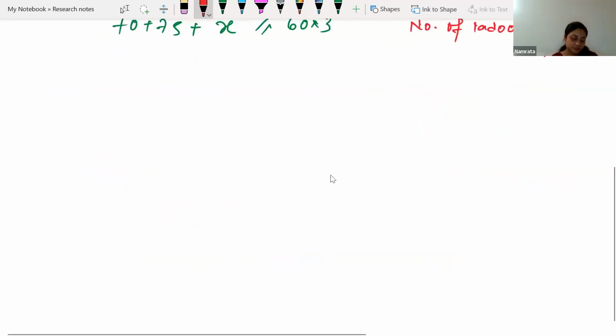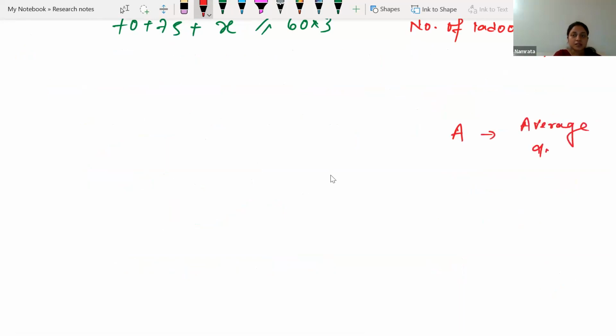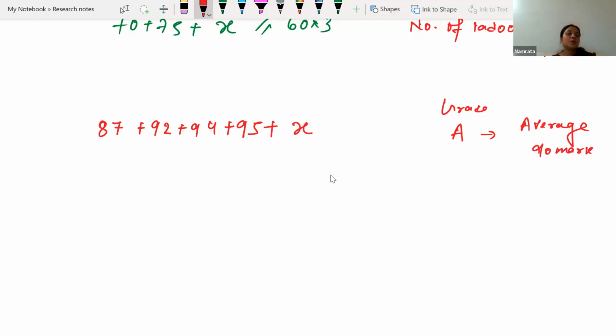So the next question says, to receive grade A in a course, one must obtain an average of 90 marks or more in 5 examinations. So average has to be either 90 or more. If Sunita's marks in the first 4 examinations are 87, 92, 94, 95, find the minimum marks that Sunita must obtain in the fifth, so that she will get A in the course.